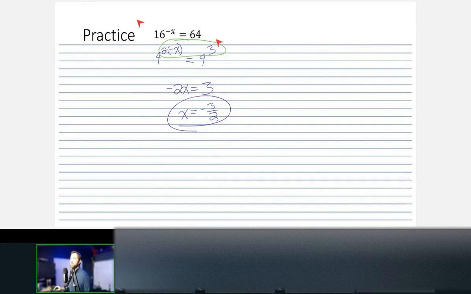And if we were to replace this x with negative 3/2, it would equal 64. You can go ahead and type it in if you want to. Type in 16 raised to negative parentheses, negative 3 halves, and hit enter, and you will get 64. And that's how you can verify your answer. Does doing this look familiar from Algebra 2 or Algebra 1? I hope it does. I think the problems we're going to have in this class are going to be a little harder. We're starting off easy, though.